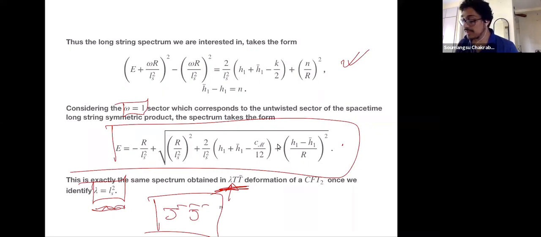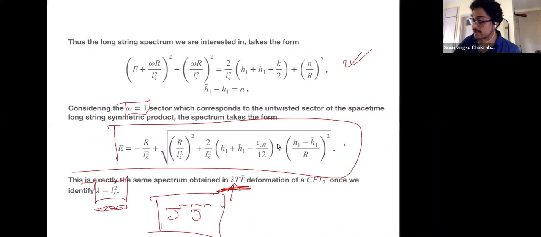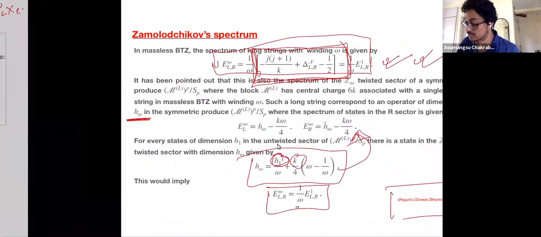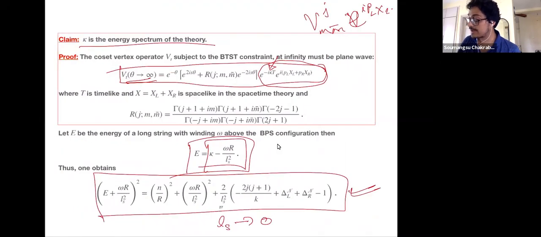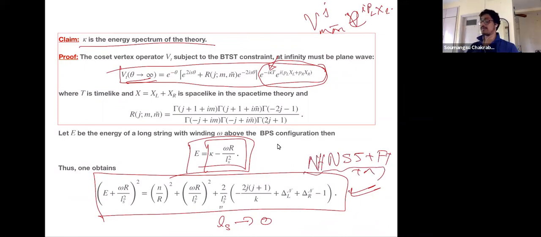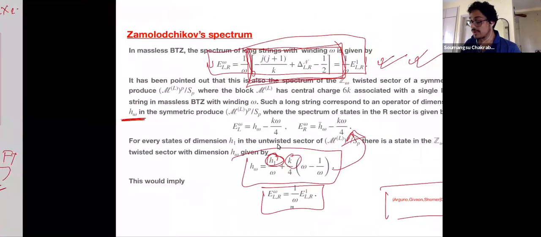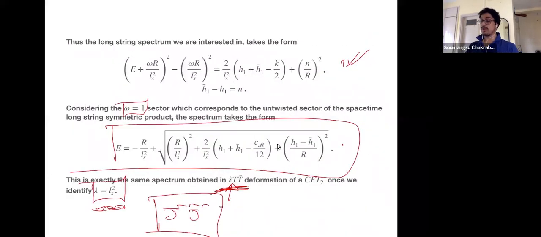By the way, this is also the spectrum that one can calculate in this NS5 plus F1 plus N system going to the near horizon. So this shows that, at least modulo the issue raised by Loga, the spectra of the three different sectors agree.